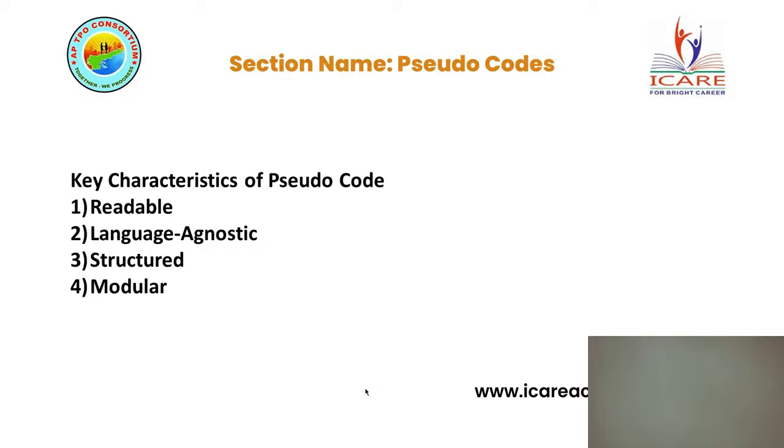And coming to the fourth one, modular. Whenever we are solving pseudocode problems, we have to divide the program into chunks. Nothing but dividing the program into small pieces, up to certain blocks or certain loops or certain functions. We have to divide it, execute it, and continue the process. So these are the main key characteristics we have to keep in mind when we are solving pseudocodes.